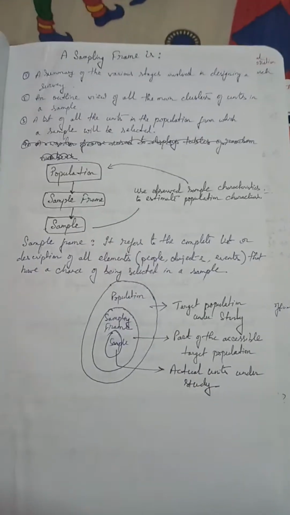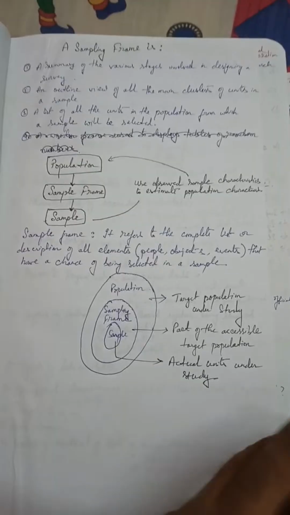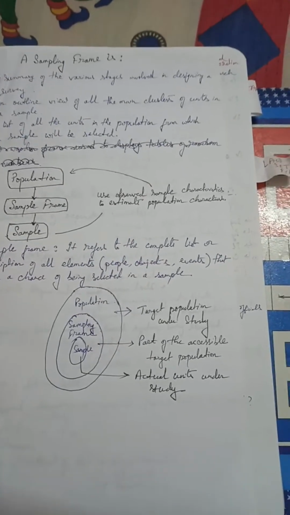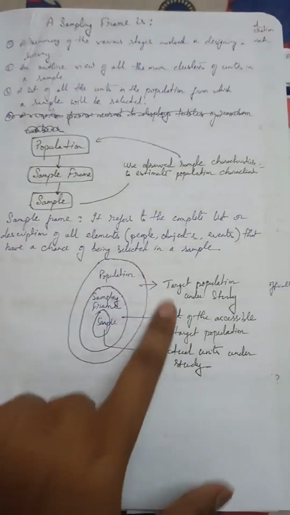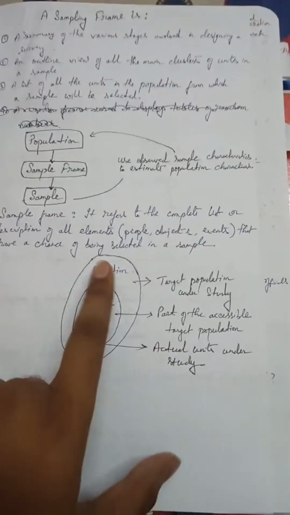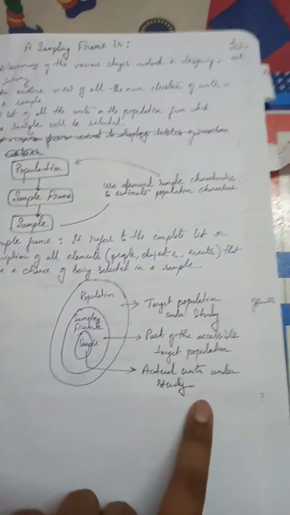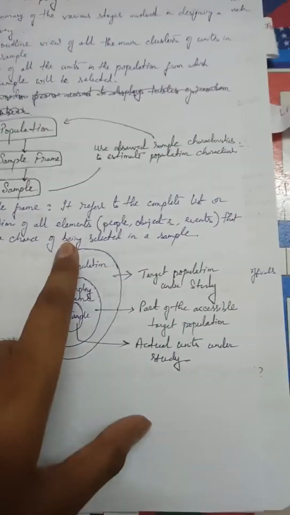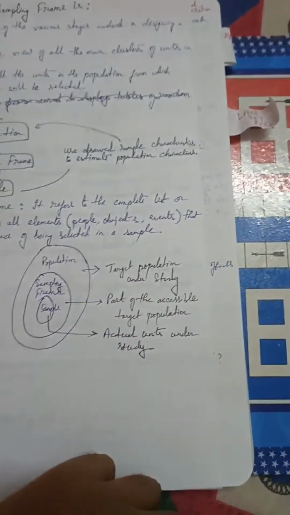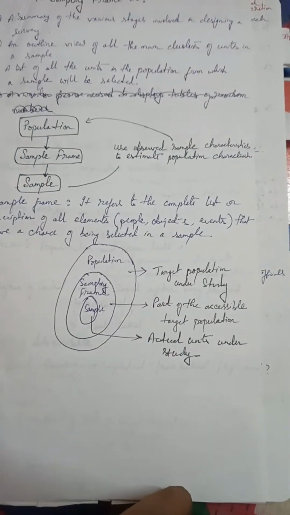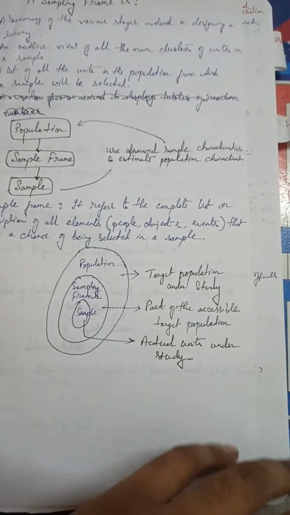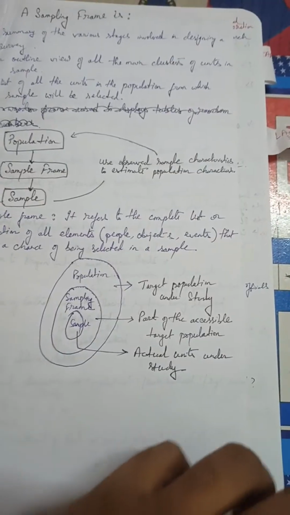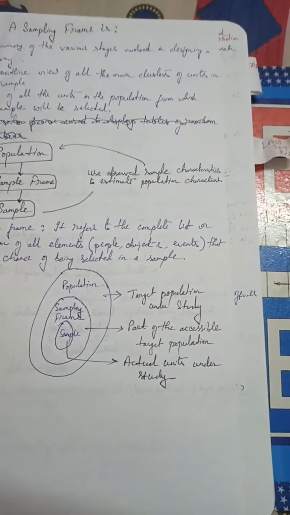So while conducting research, we cannot take everything in our sample, right? So we have to take a sample frame. As this diagram states, there is a population for my research, a sampling frame, and then comes the sample. Population means my target population under study. I'm not talking about the whole population of the world. I'm talking about the target population with whom I want to conduct that particular study.